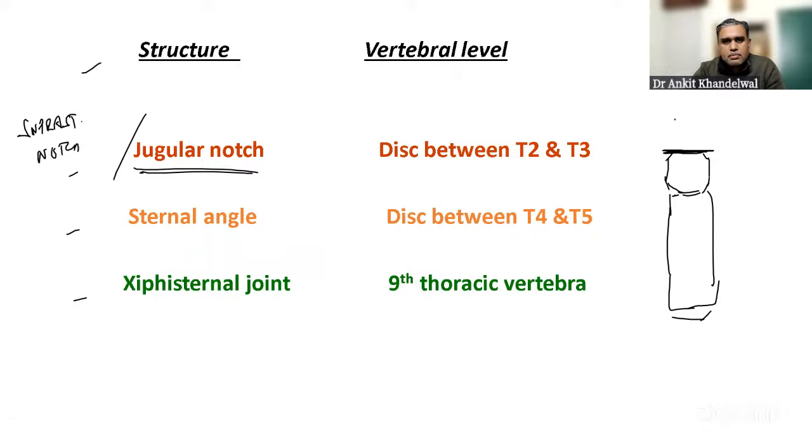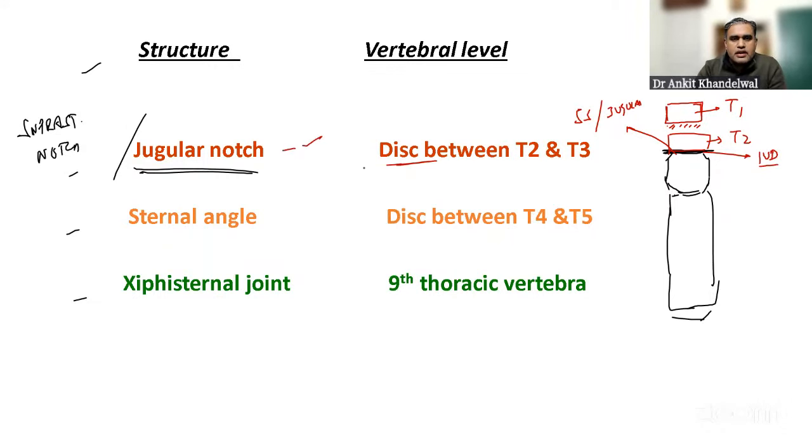If I make the vertebrae behind, you will have the body of the vertebrae. So you have T1 over here, then a bit of intervertebral disc, and then T2 over here. This is the body of T1, this is the body of T2. So this jugular notch, also known as the suprasternal notch, lies in the disc between T2 and T3. So this point should be clear.